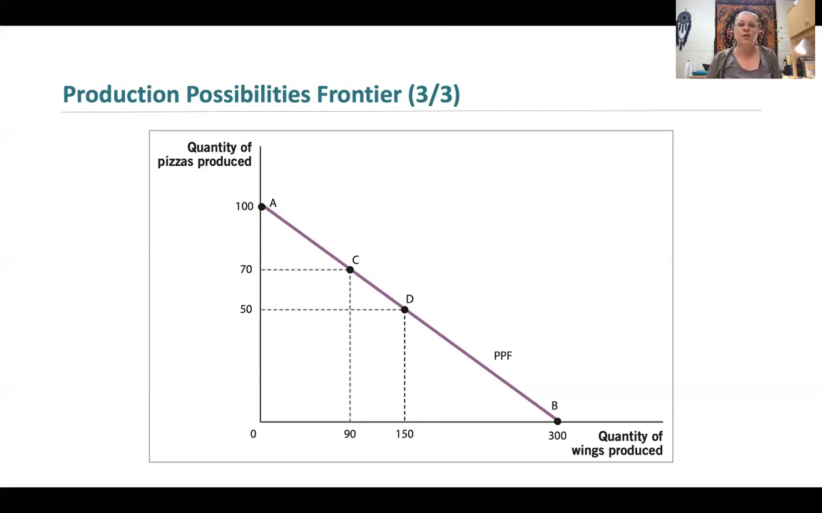You can see that if we were to move from point C to point D, we would have to give up 20 pizzas in order to increase our production of wings.